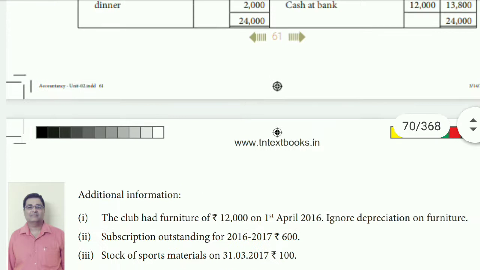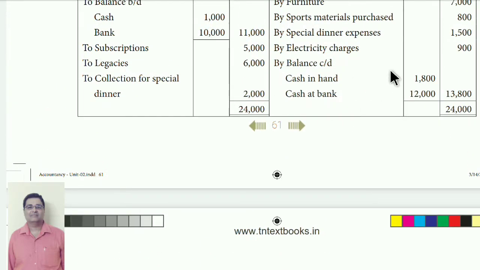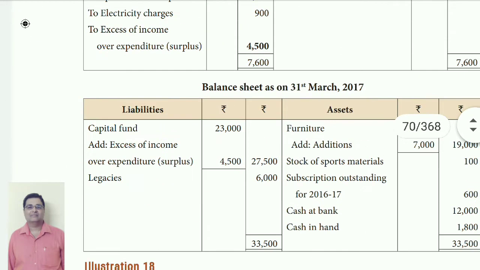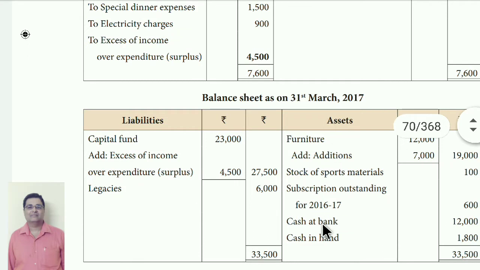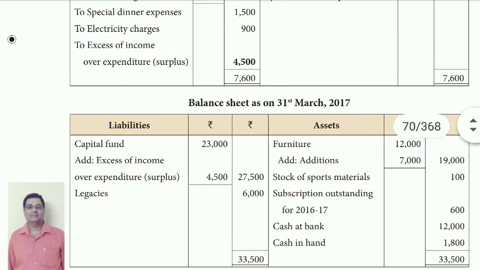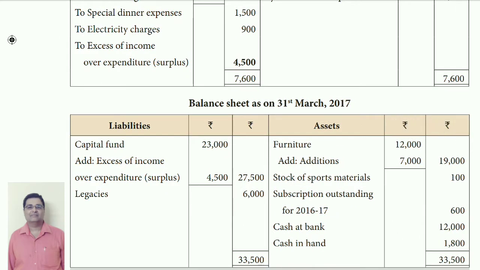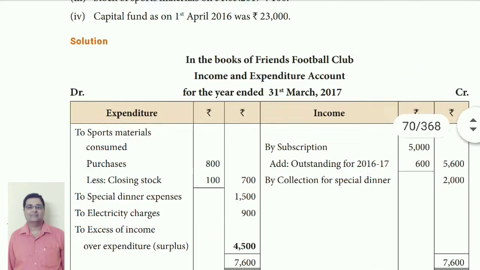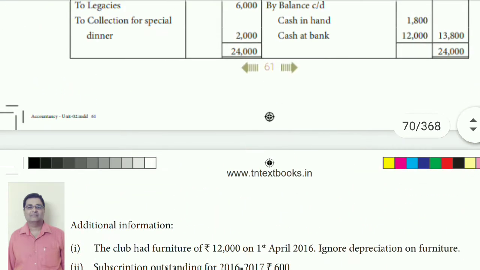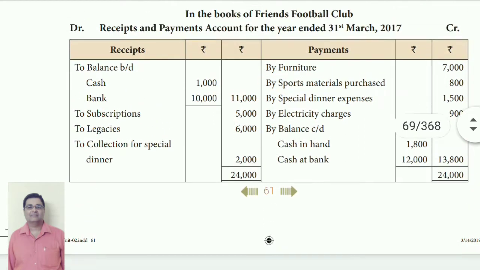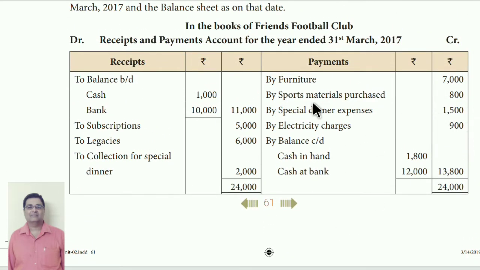What is the next item? Cash in hand, cash at bank. So this both we have to write in the asset side. Now see the balance sheet asset side. Cash in hand, cash at bank 12,000 and 1,800. Written. Next one. So question is over totally. All the items we wrote in this question.